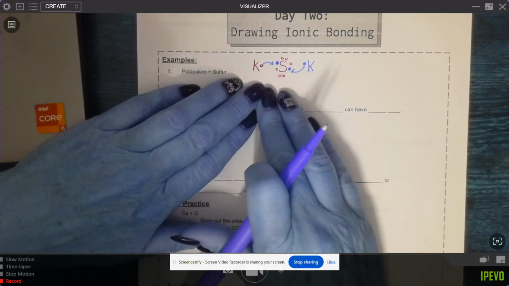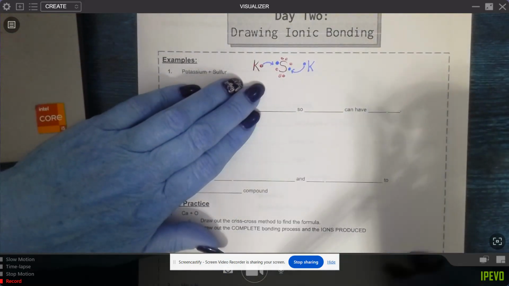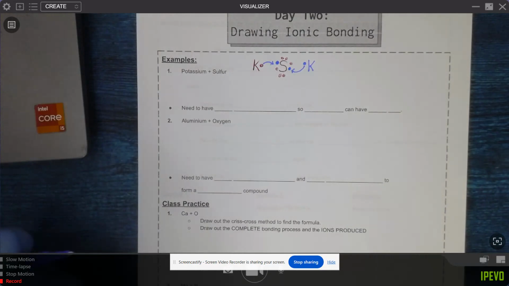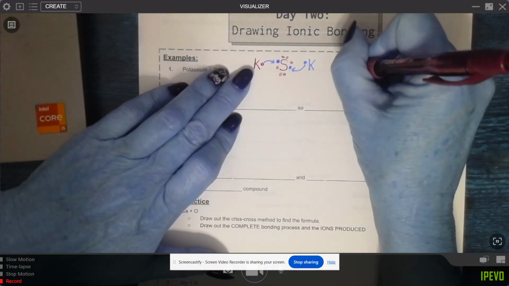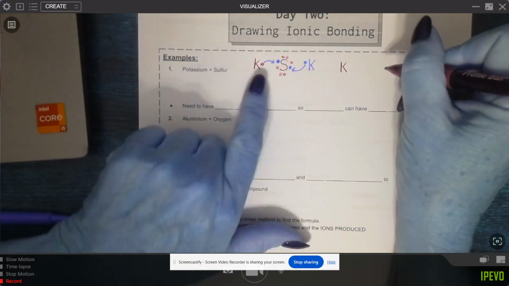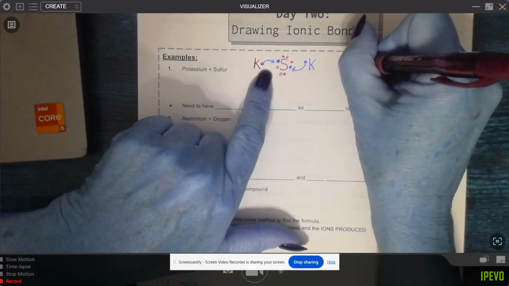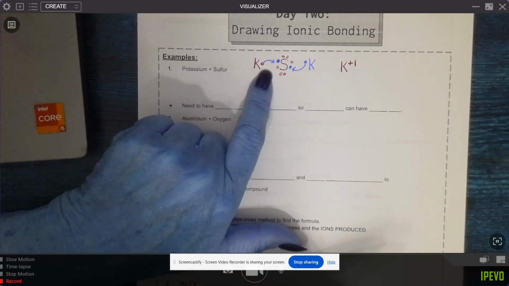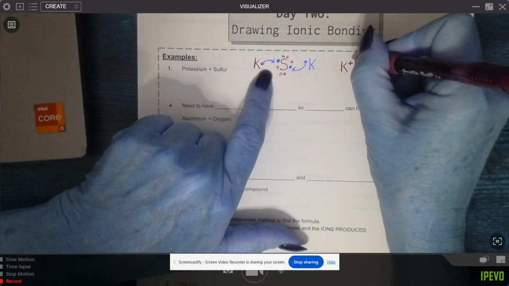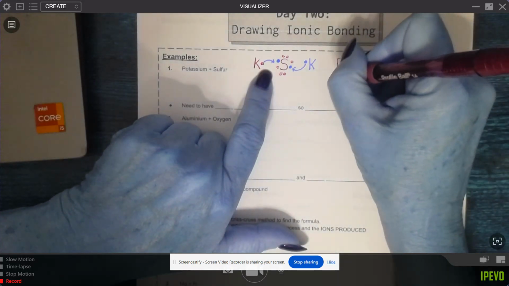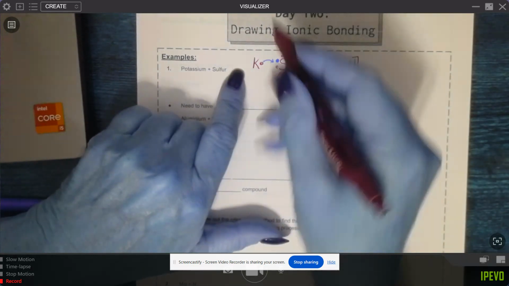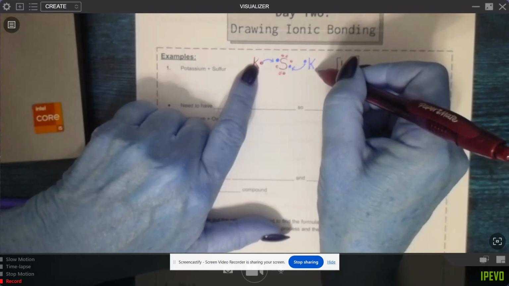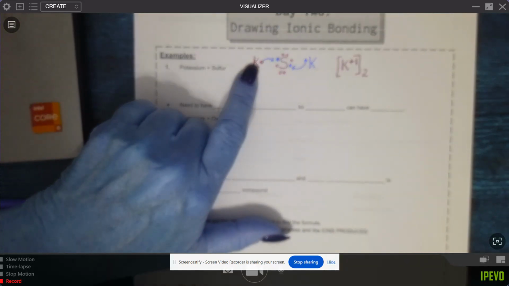When we write this as a final answer, you will have the metal first. So the metal is potassium. Since it lost an electron, it's going to have a +1 charge. Okay, we can put this in brackets. And if we put a little 2 back here, that shows that we have 2 potassium to go with the sulfur.